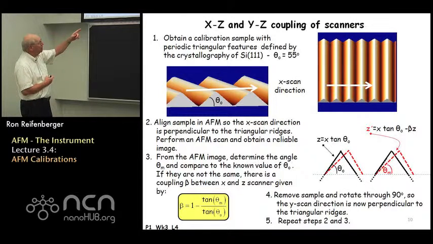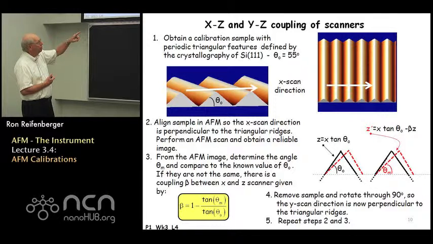So I try to indicate that ideally you would expect to see features that make an angle with respect to the horizontal of theta naught. That's indicated by the black traces in the bottom right panel of this slide. Experimentally, you may actually find that the angle is some value theta sub m, so it's distorted from the value that it should be, right?